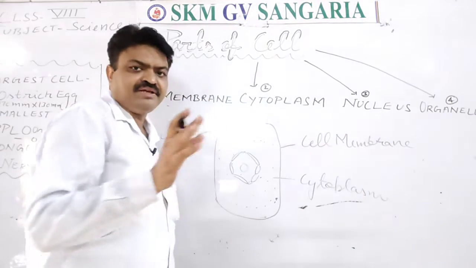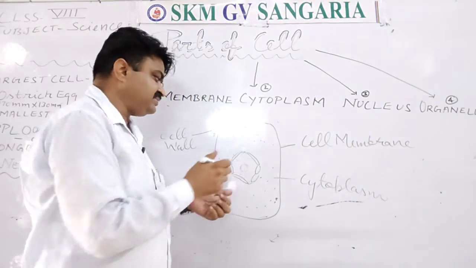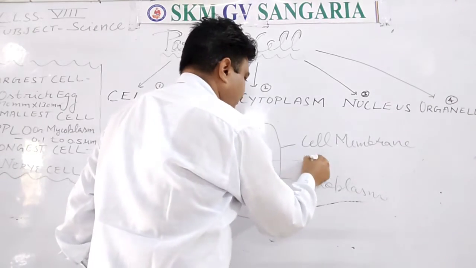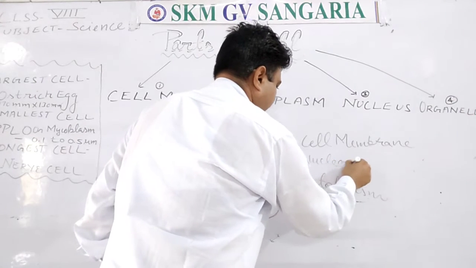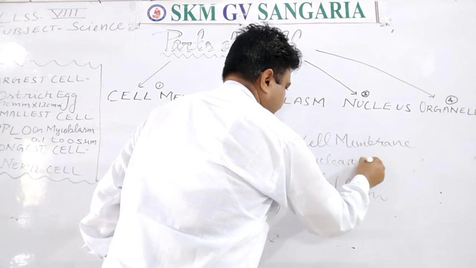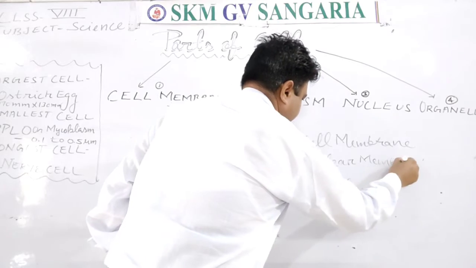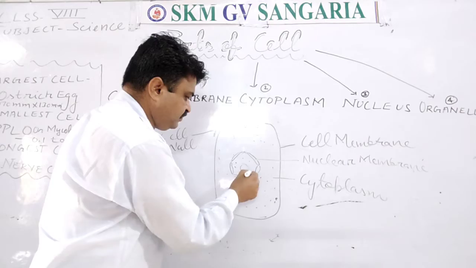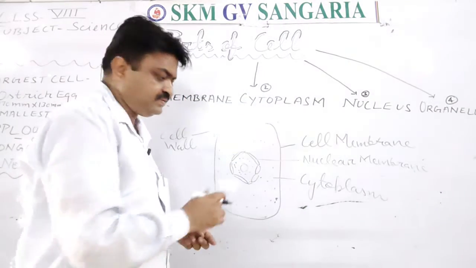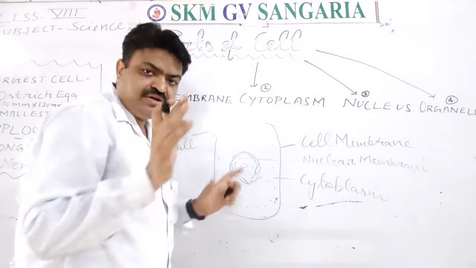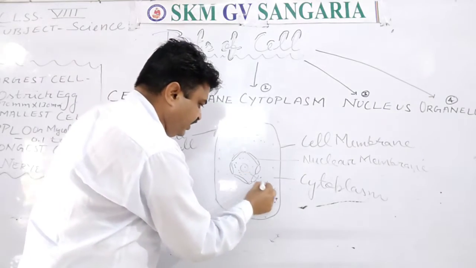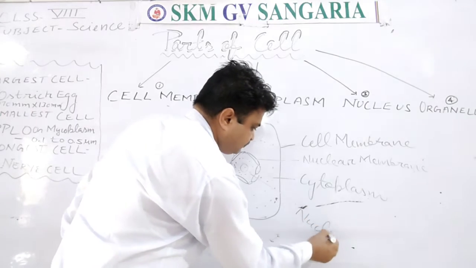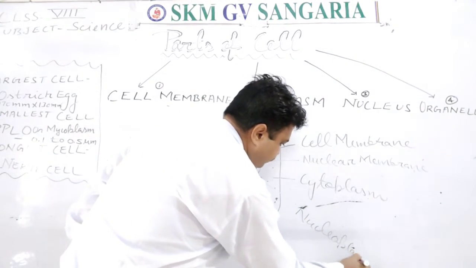there are two membranes found, student, in the nucleus, and these two membranes of the nucleus are known as nuclear membrane. Nuclear membrane, student. And this medium in which the other parts of the nucleus are found, that fluid medium is known as nucleoplasm, student. What we call nucleoplasm.